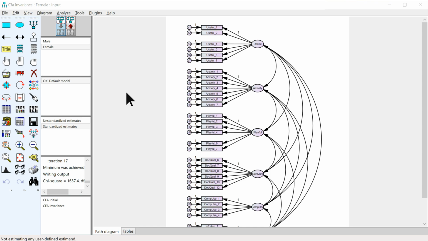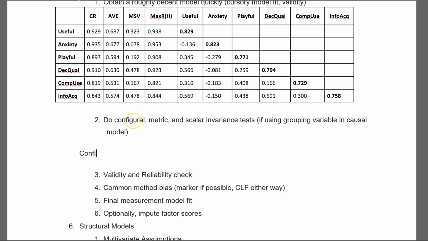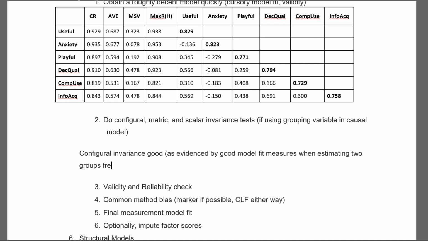So, are we good for configural invariance? Yes, let me write that down. Configural invariance, good. As evidenced by good model fit measures when estimating two groups freely.